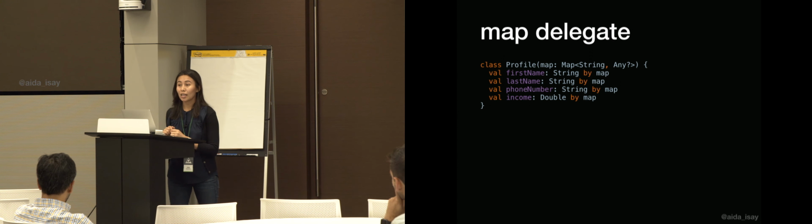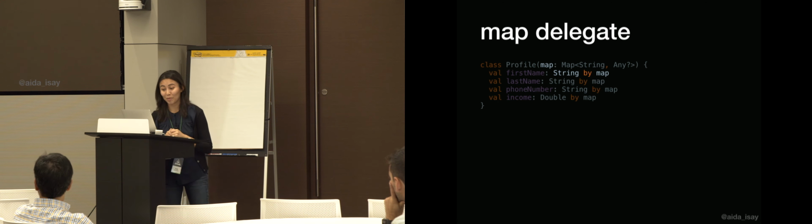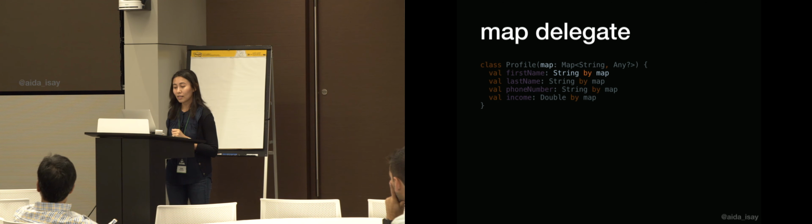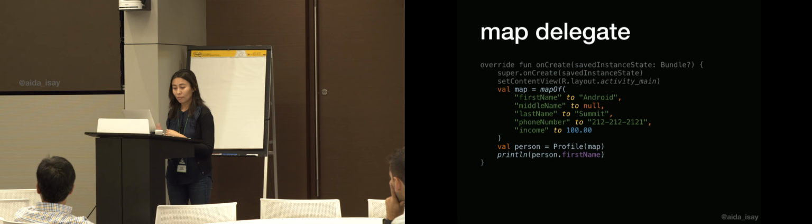So let's say we have a class Profile that we pass a map to, and inside the Profile class we have properties first name, last name, phone number, or income. And using the keyword by, assign a map key to the class property. In this example, we're letting first name delegate to the map.